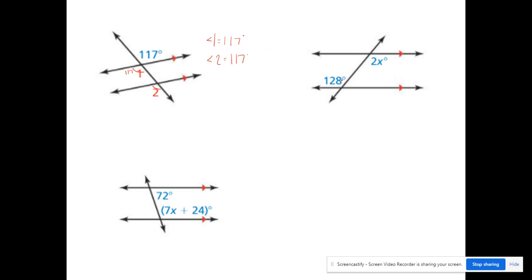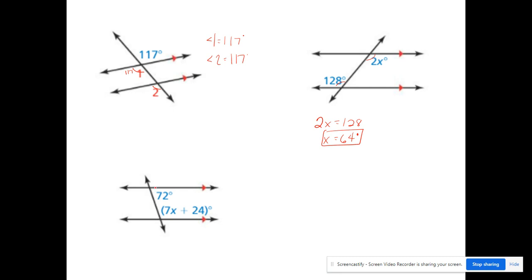Okay. When I come over here, I see that these are alternate interiors. So I know alternate interior angles are also congruent. The only time I add them up to 180 is when it's same side interior. So 2x equals 128. Divide both sides by 2, and so then x is equal to 64. Sorry, it's not a degree because it's finding an x. So that would be your value there.